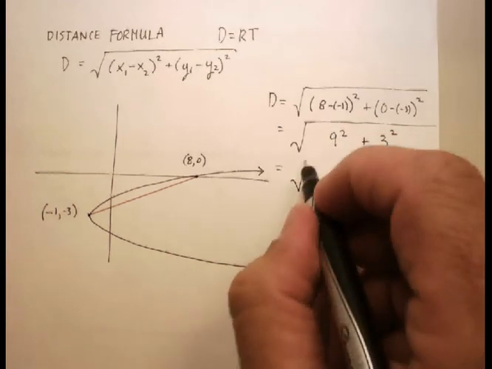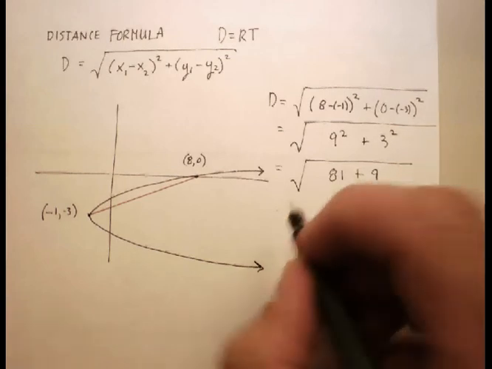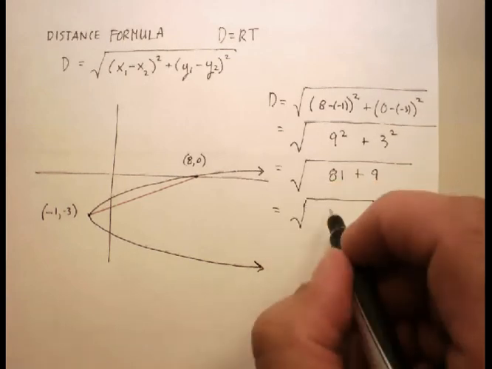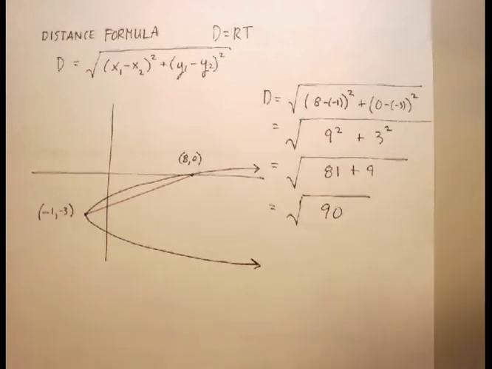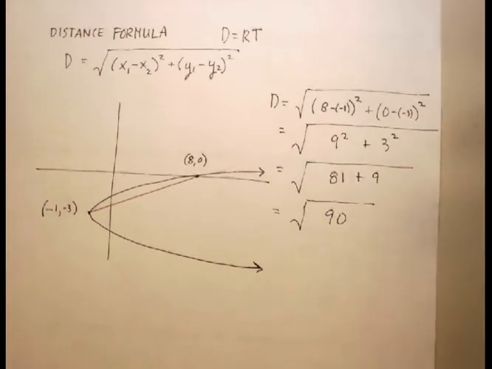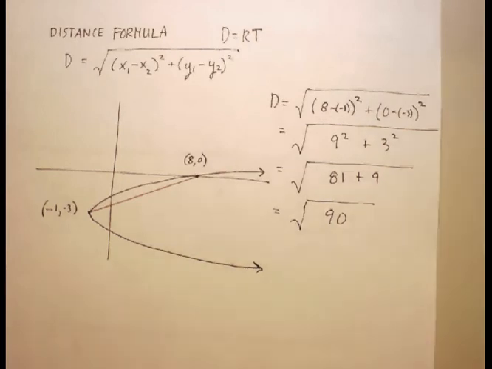That's going to give me 81 plus 9, which gives me the square root of 90. Now, you can leave this as the square root of 90. You can go to your calculators and take the square root of 90 and come up with your answer, or you can just express it as a radical of some kind.